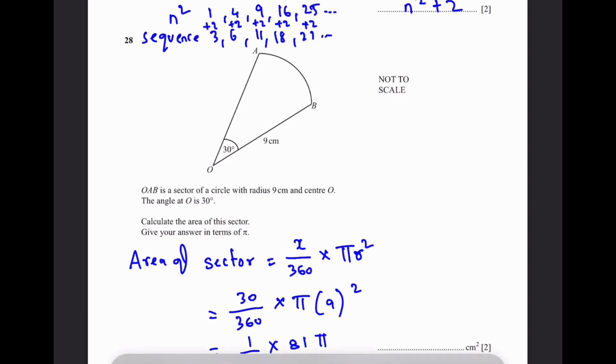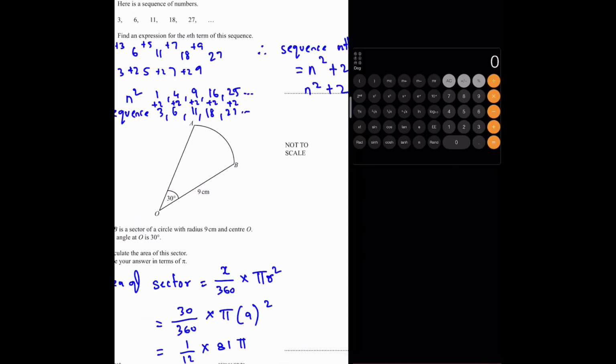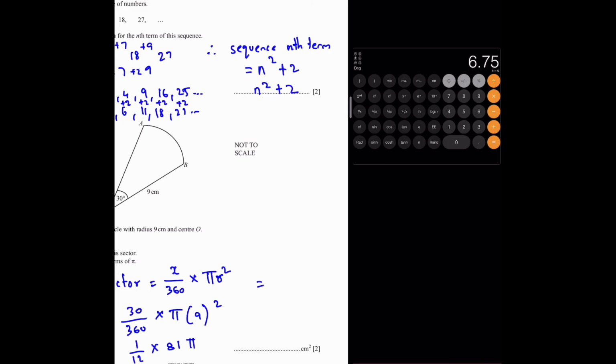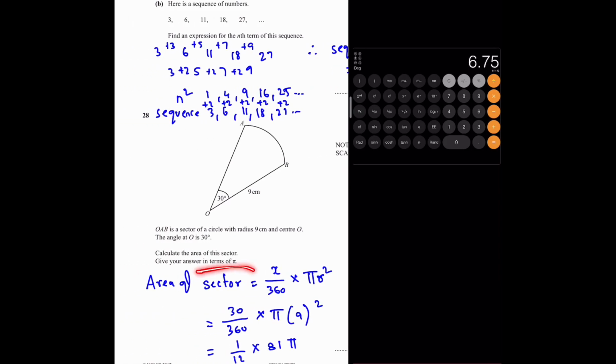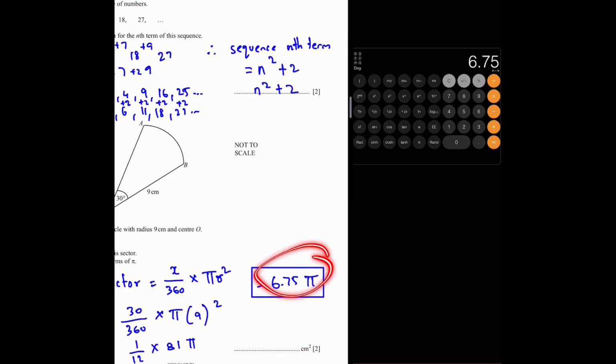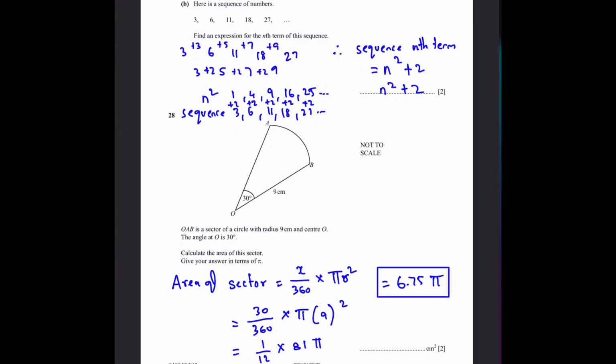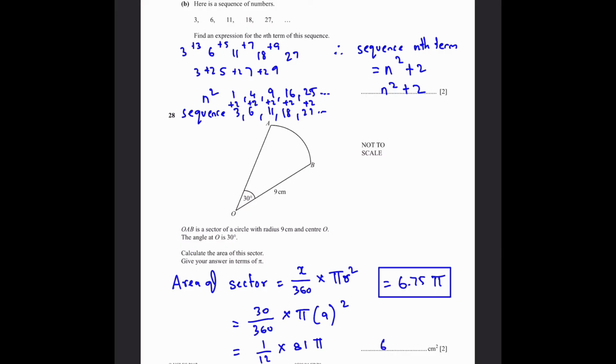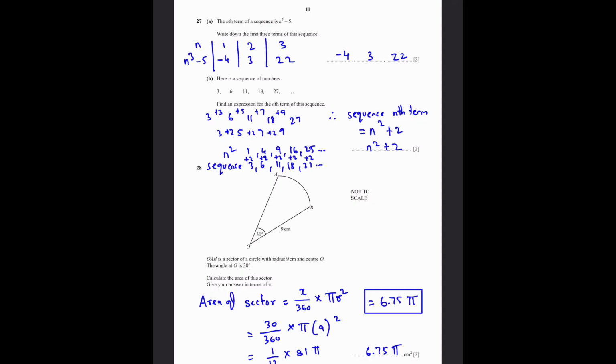Now let's get our calculator out. 1/12 into 81 is equal to 81 divided by 12, which is 6.75. So the answer is 6.75 pi. They have asked us to write the answer in terms of pi, as written here, and therefore we leave it like this. So now let's close the calculator and write our final answer: 6.75 pi centimeters squared.